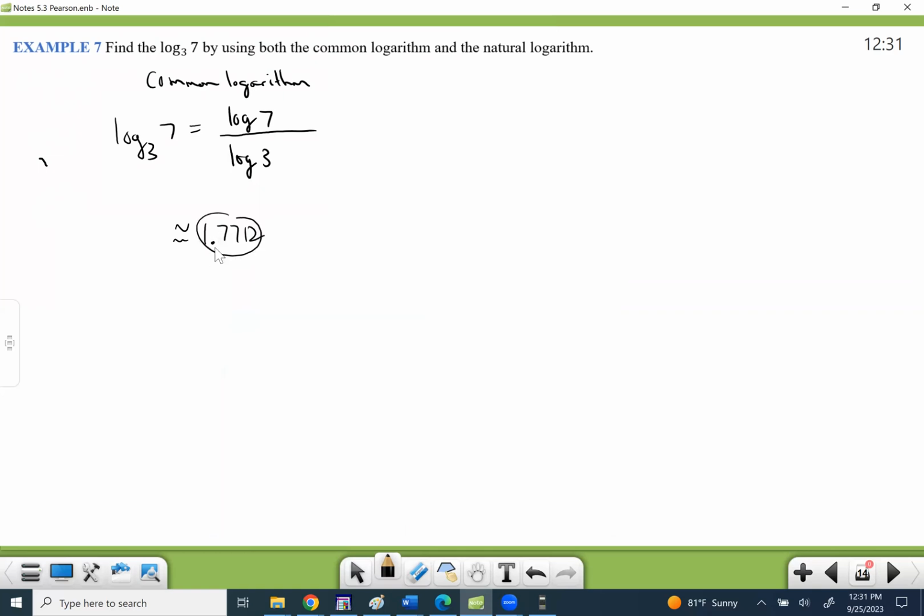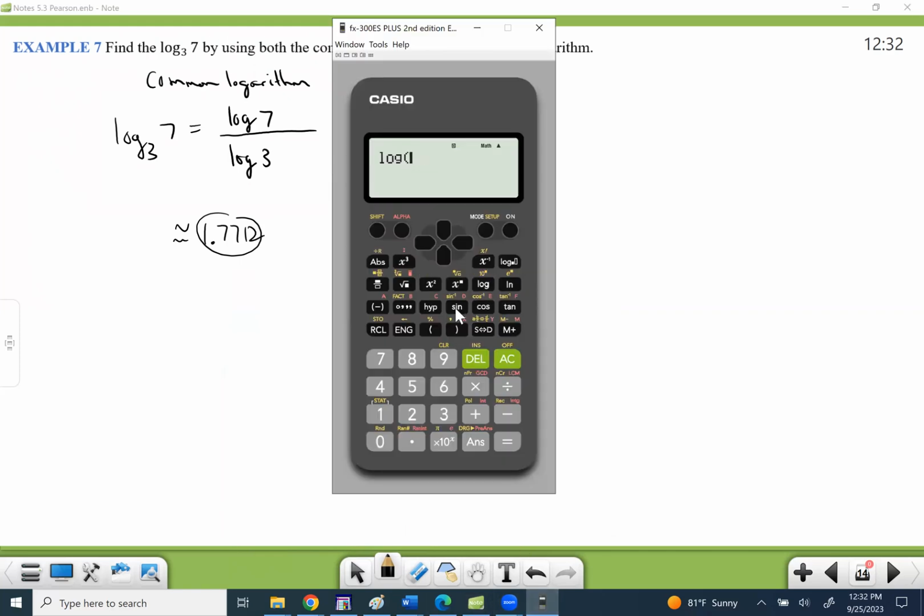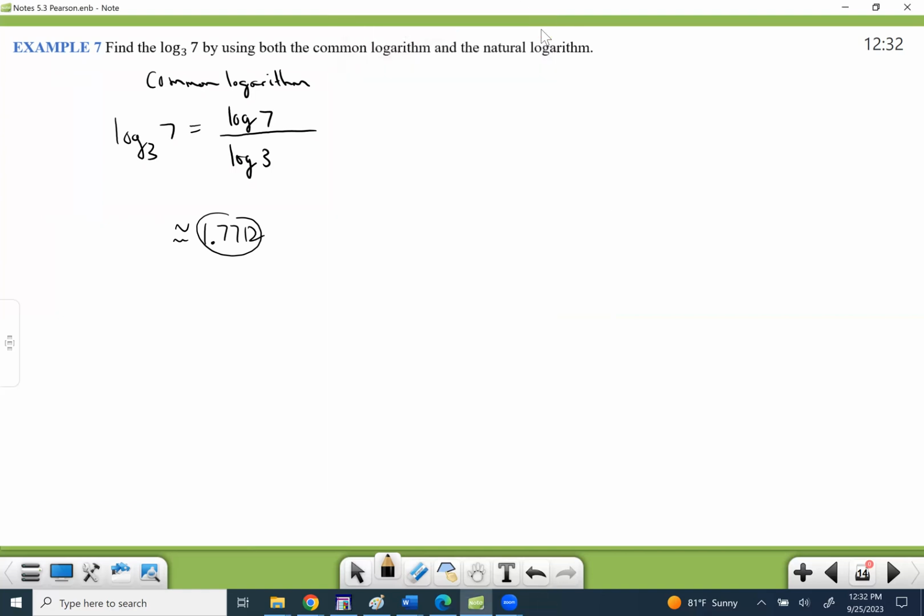Put approximately so people know that I rounded, and I just rounded to the same decimal digits it was asking us for earlier, okay? But another way that we could do that is we could say it's going to be log of 7, close your parentheses, that's a big mistake students make, and then log of 3, and this should get me the same thing. There it is. So you can take a log of any base and change it to any base you feel like. And that's what this problem is forcing us to do.